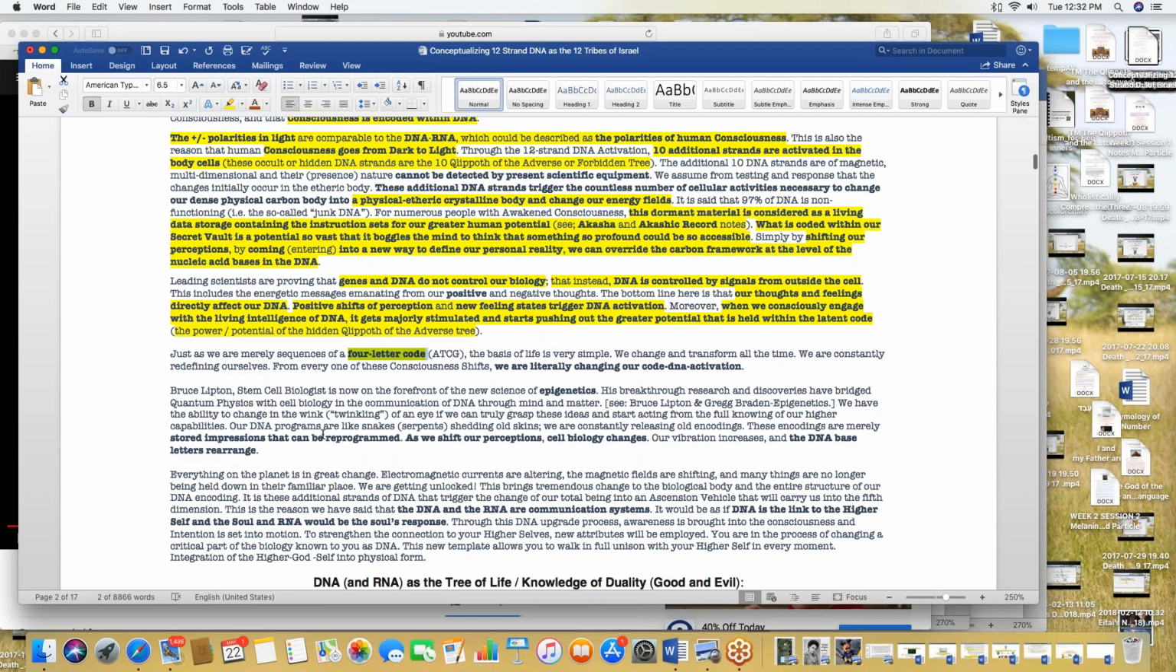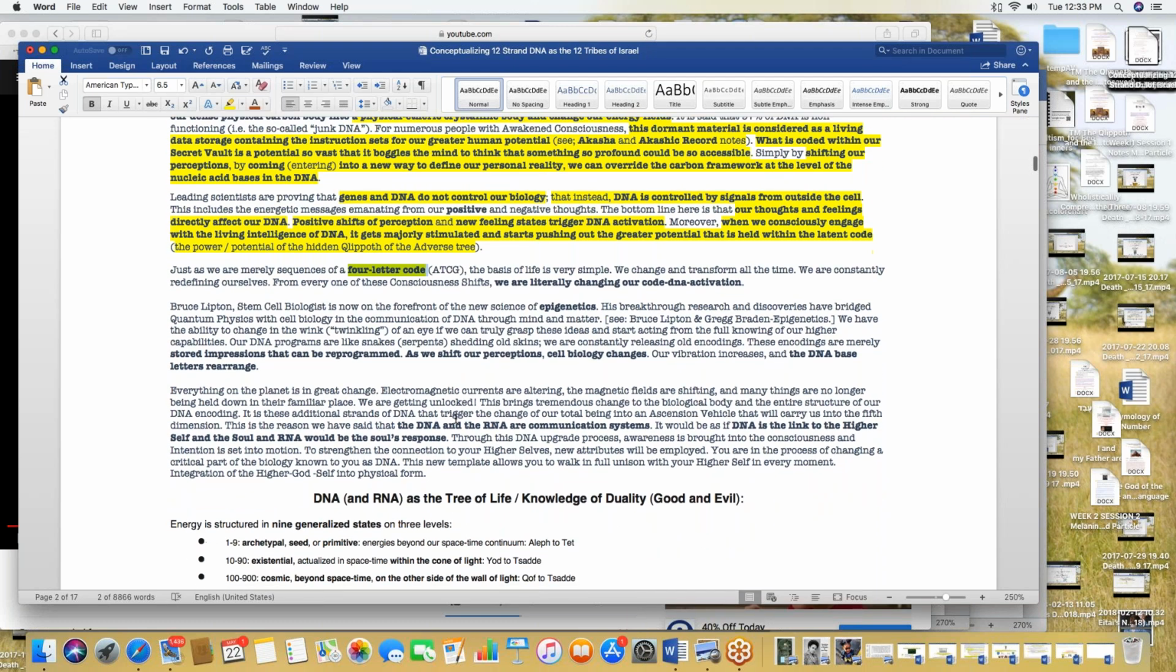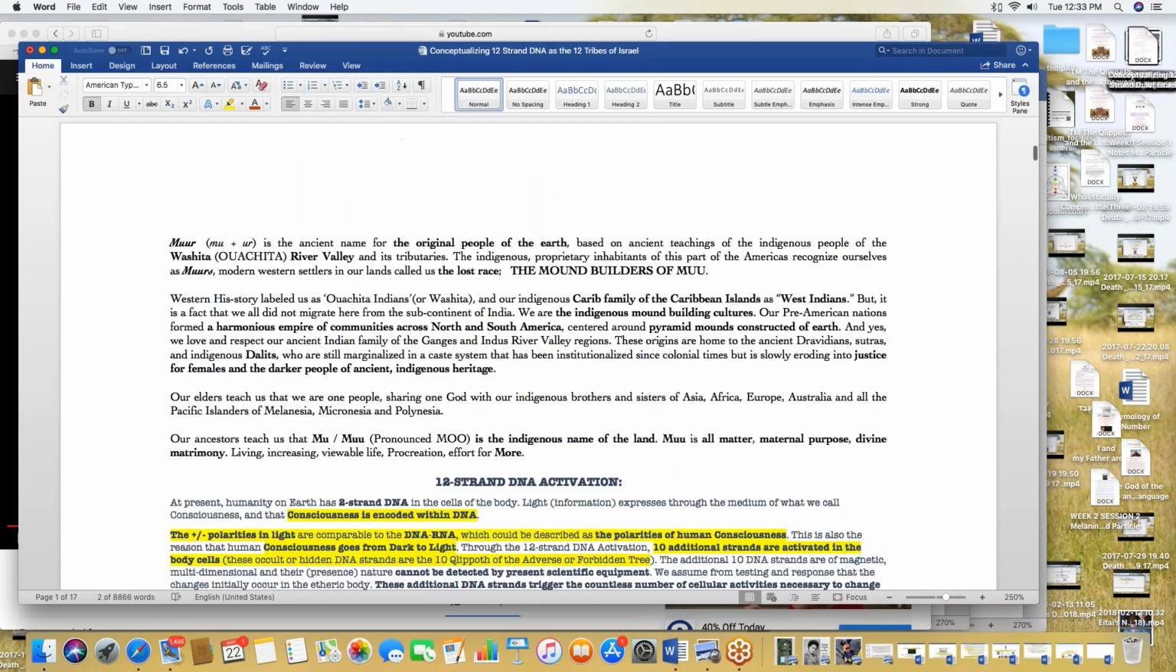Bruce Lipton, stem cell biologist, is now on the forefront of a new science of epigenetics. His breakthrough research and discoveries have bridged quantum physics with cell biology in the communication of DNA through mind and matter. We have the ability to change in the wink or twinkling of an eye if we can truly grasp these ideas and start acting from a full knowing of our higher capabilities. Our DNA programs are like snakes or serpents. This is why, family, the serpent is always shown in conjunction with the tree.